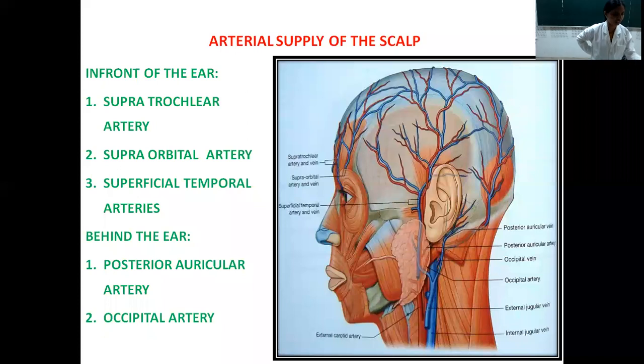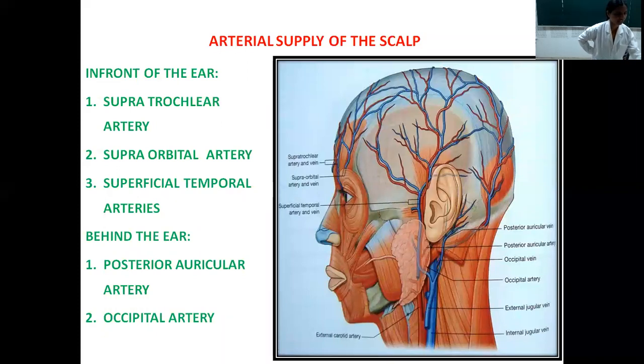So now you see what these branches are. In front of the ear, the supratrochlear artery, the second branch is the supraorbital artery, and the third is the superficial temporal artery. Behind the ear, the posterior auricular artery and occipital artery. Out of these 5, the supratrochlear and supraorbital arteries are indirect branches of the internal carotid artery, because they take origin from the ophthalmic artery in the orbit. The ophthalmic artery is in turn a branch of the internal carotid artery.